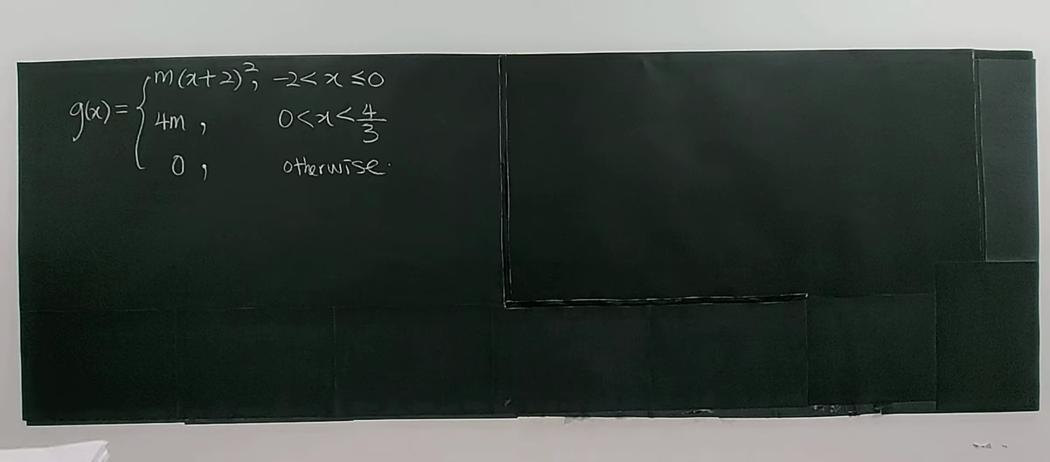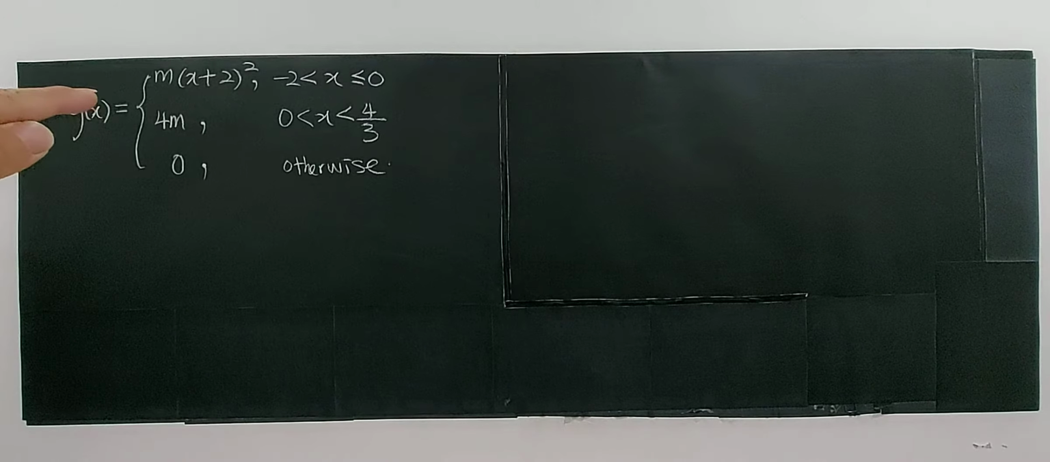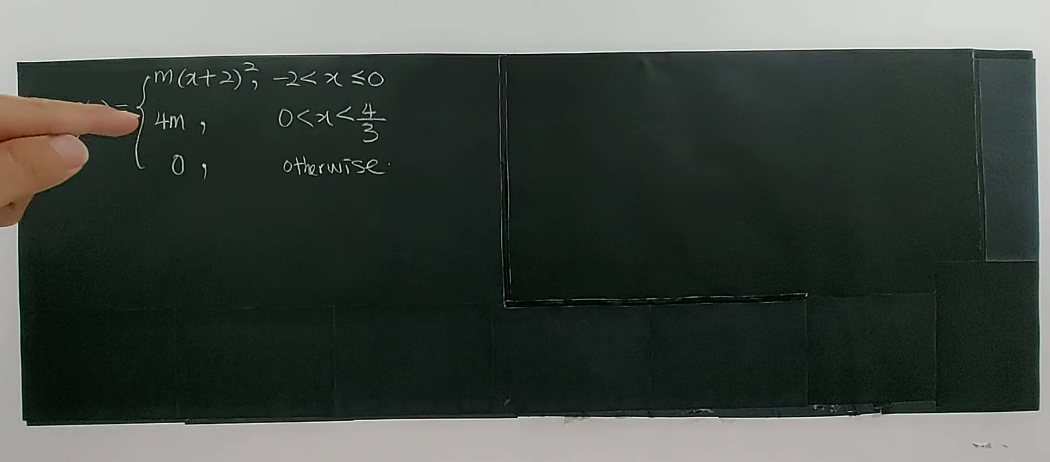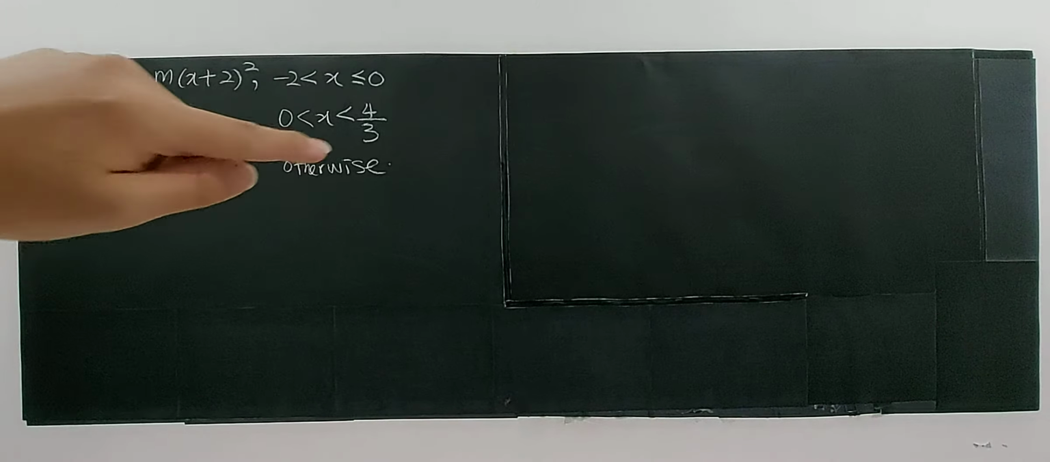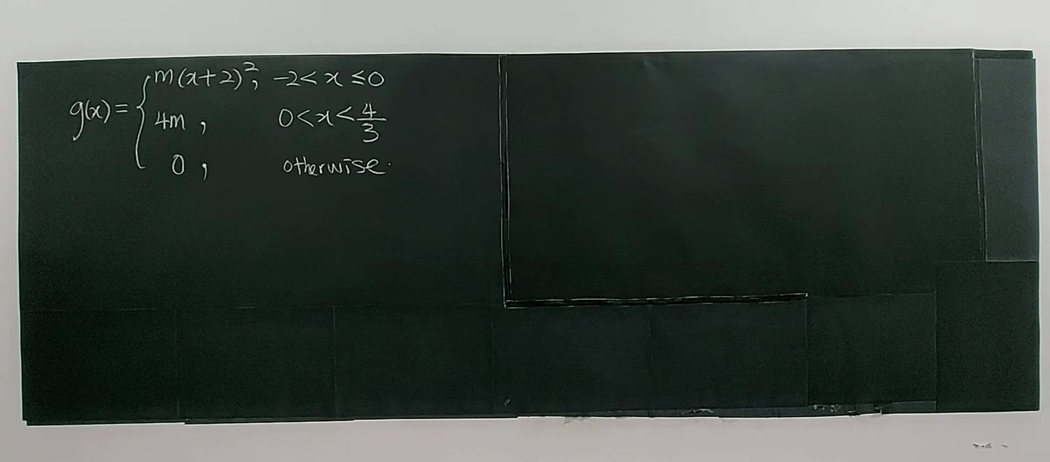Hi, in this question we're going to discuss the concept of continuous random variable. In the lecture notes, X here is the continuous random variable, and this is the probability density function, in the form of function g(x), which represents the probability density function for the continuous random variable. Then the question is asking you to find the value of m, and given that this is a probability density function.